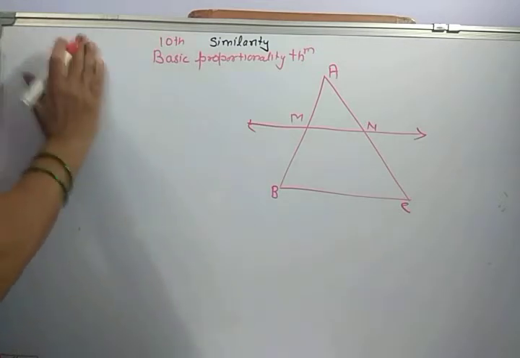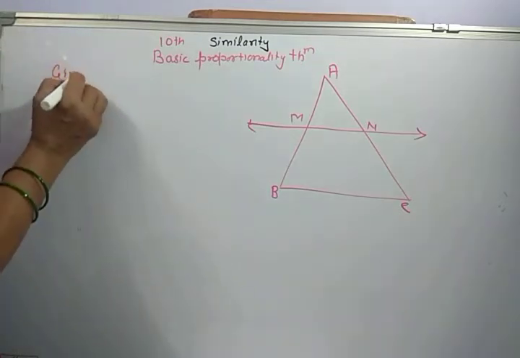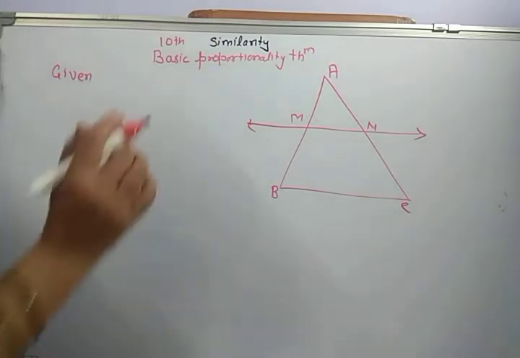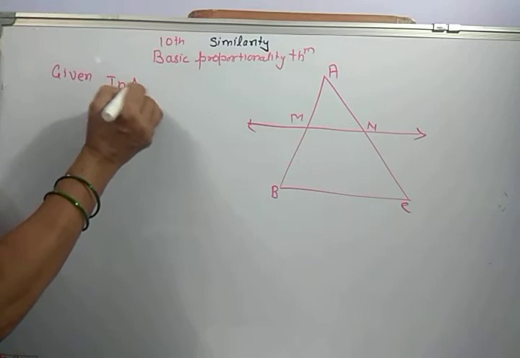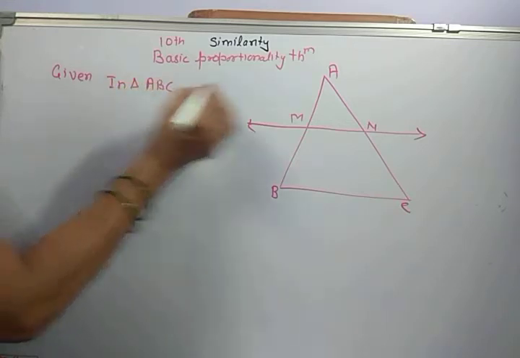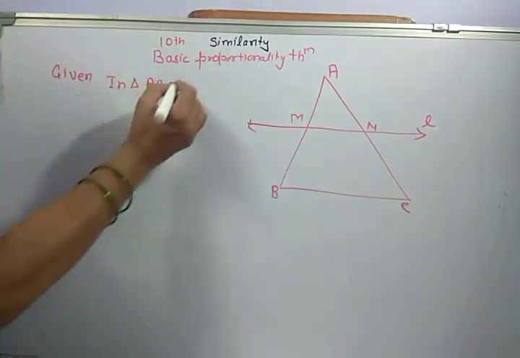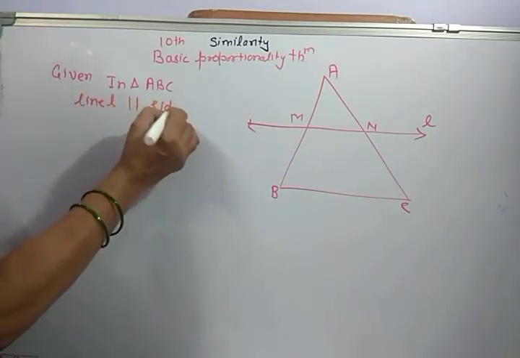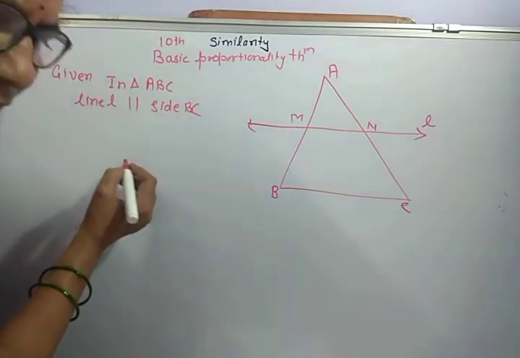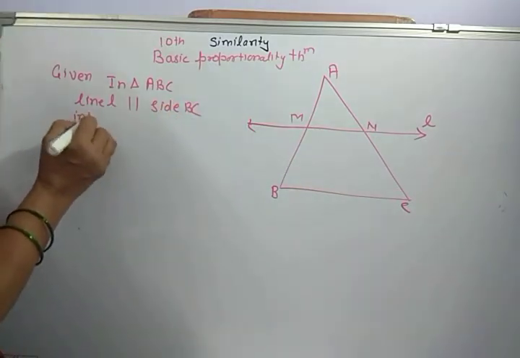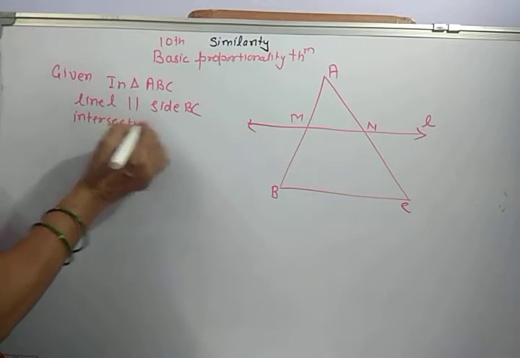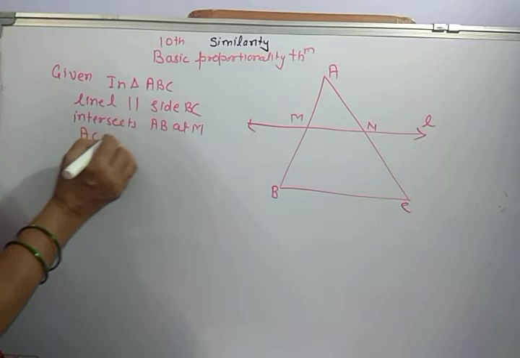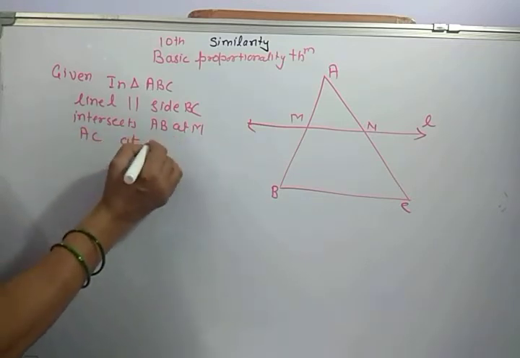That means what? What is given here? First, we must be able to write the given. What is given? A line parallel to a side. So, in triangle ABC, line L is parallel to side BC and intersects AB at M and AC at N.